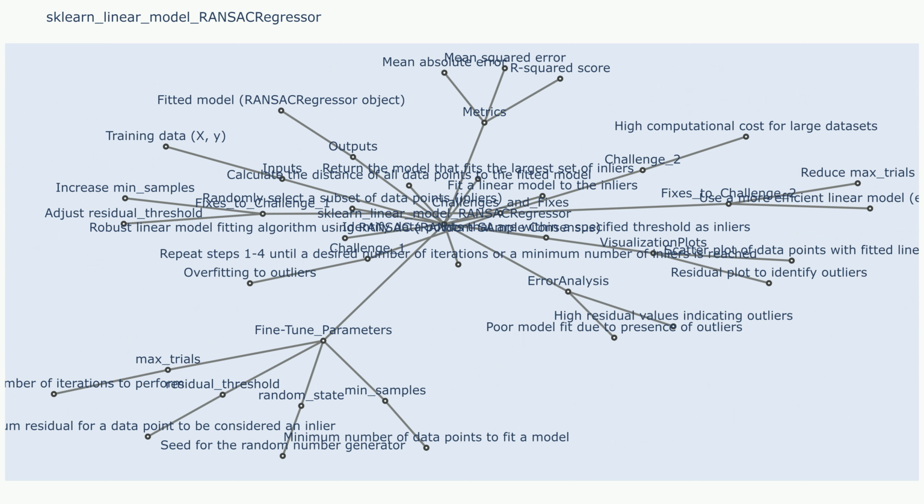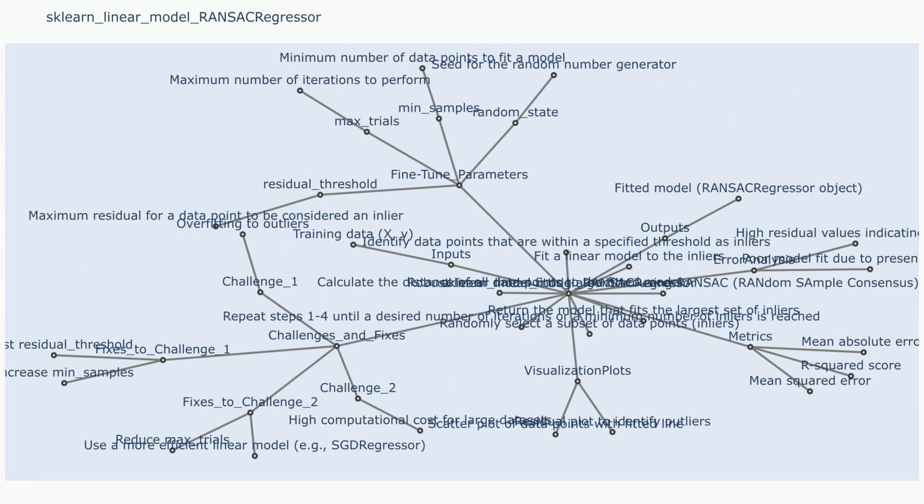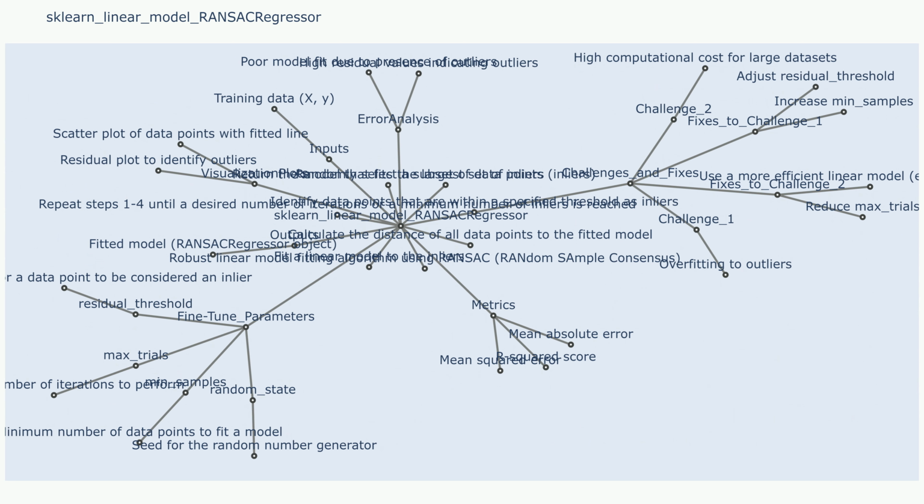Metrics: R2 score, a measure of how well the fitted model explains the variation in the target values. Mean squared error (MSE), a measure of the average squared error between the predicted values and the actual values. Visualization plots: scatter plot of the data with the fitted regression line. Residual plot, showing the difference between the predicted values and the actual values.